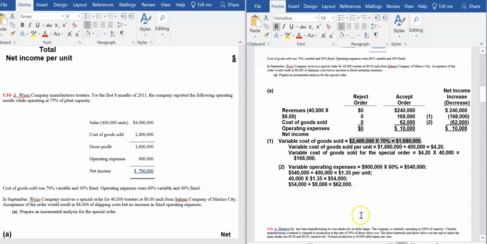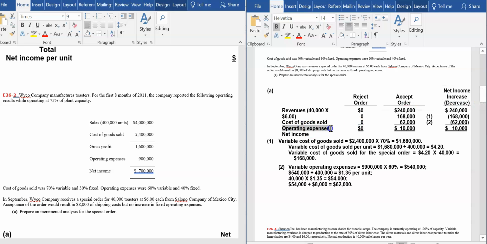Normally, they incur $1.68 million in variable cost of goods sold, and they sell 400,000 units, resulting in a variable cost of goods sold per unit of $4.20. That means in order to fulfill this order, they will incur $4.20 for the 40,000 toasters, an additional variable cost of goods sold of $168,000.